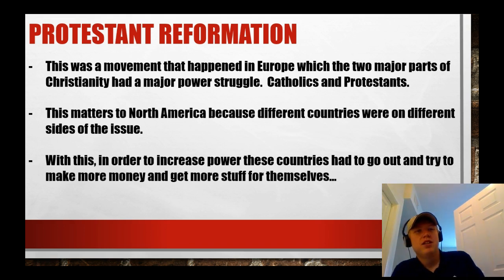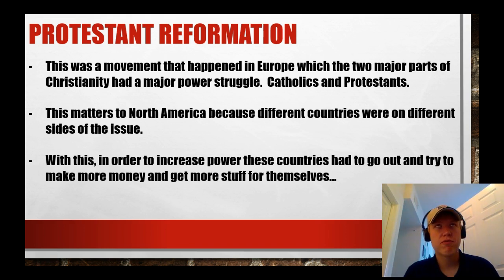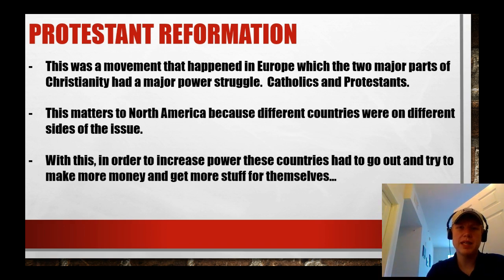Okay, so from all this Columbus stuff, meanwhile in Europe, there's a bunch of stuff going on that's real complicated. There's this thing called the Protestant Reformation, and make sure that you get these notes down. This was a movement that happened in Europe in which the two major parts of Christianity had a major power struggle. We had the Catholics versus the Protestants, both part of the umbrella of Christianity. One's called the Catholics, the other's called the Protestants. They had a major power struggle.